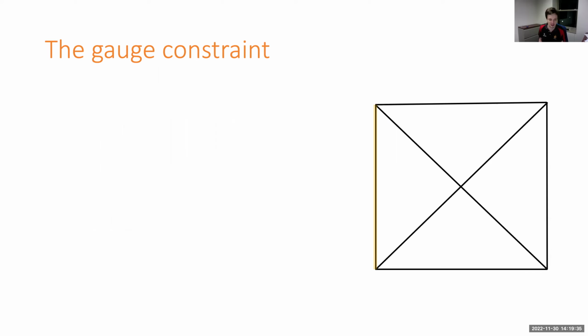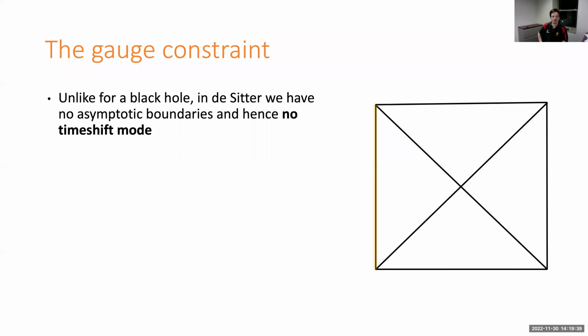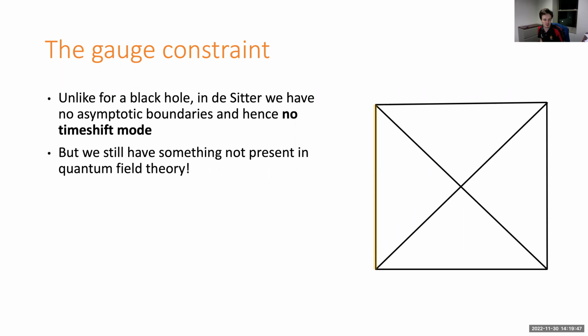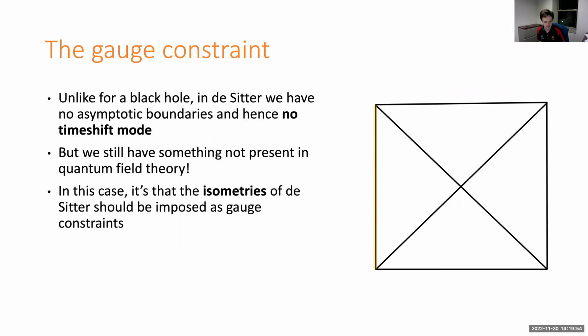We're doing quantum gravity, not quantum field theory in de Sitter space. So unlike for a black hole, in de Sitter there's no asymptotic boundary, so there's no extra physical time shift mode that we can add to the QFT stuff. But we have something new instead. That's again a quantum gravity thing rather than a quantum field theory thing, and that's the diffeomorphisms in gravity, or gauge constraints. And so they should be imposed as a gauge constraint and not treated as physical symmetries.